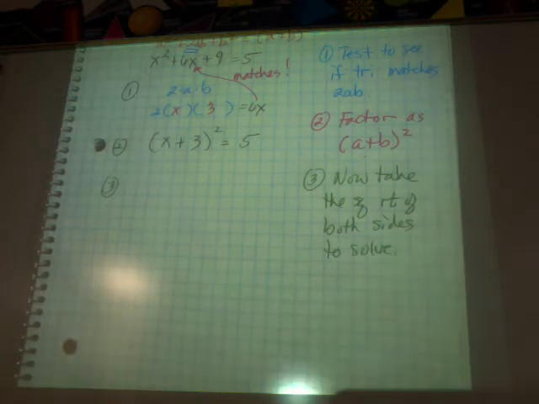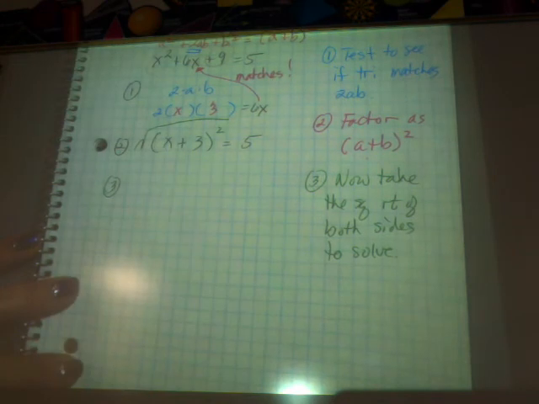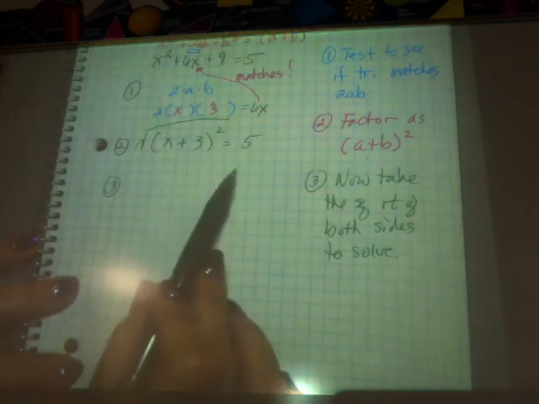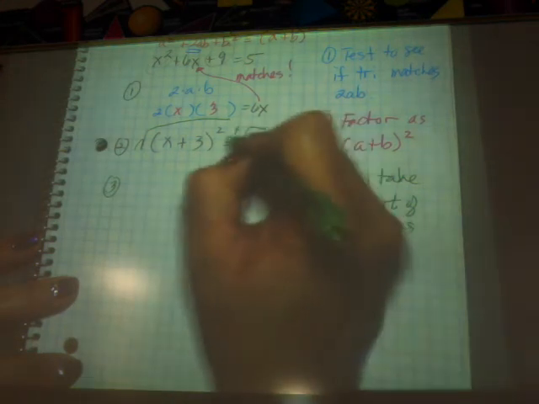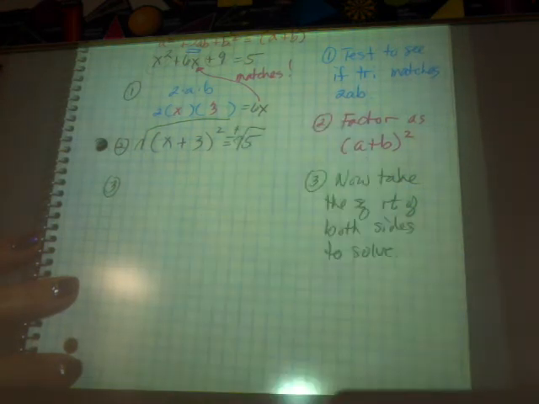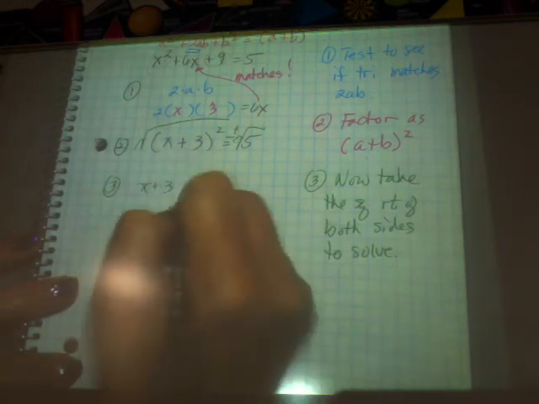So now take the square root of both sides to solve. When I take the square root of the thing with the variable, that's okay, but what do I have to remember to do when I take the square root of a number? Plus or minus. If you forget that, you're only going to end up with one answer, and we need 2. So the square root of (x plus 3) squared is just plain x plus 3.